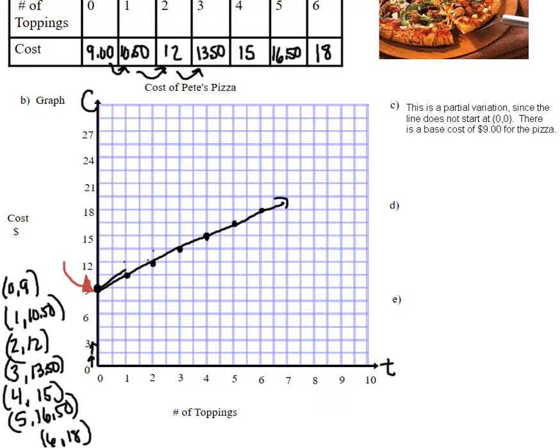Okay. Question D asks us, what is the constant of variation and what does it represent? Okay. So the constant of variation is $1.50, and it represents the cost of an additional topping on the pizza.